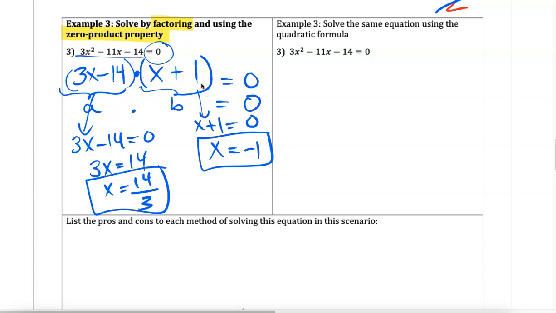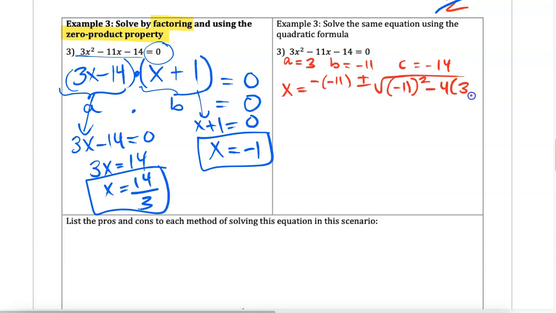So these are the answers I got by having to do some guessing and checking to factor and then setting each factor to 0. Now here, using the quadratic formula, again, I just have to start by identifying a, b, and c. So a is 3, b is negative 11, and c is negative 14. And then I would just plug them into the formula. So negative b would be negative 11, and then plus or minus the square root of b squared minus 4ac all over 2a. So x is already solved for. These are my answers. I just have to simplify that a little bit.